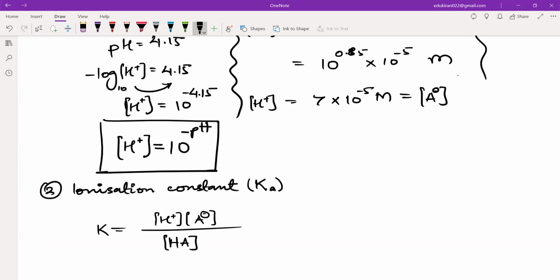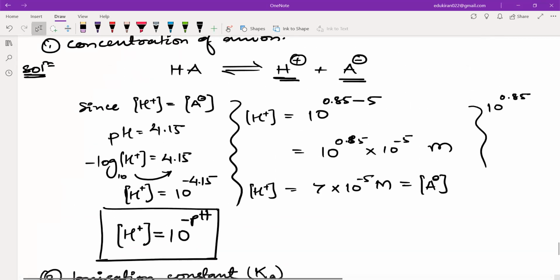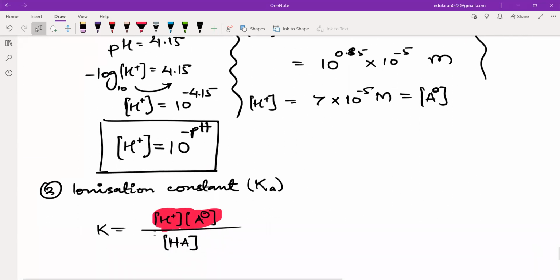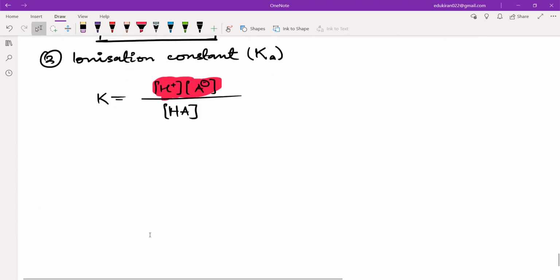So write this down, then we will understand how we will calculate this undissociated acid, because we know the concentration of H plus and A negative is with us. We have just now calculated this. Now we have to find the concentration of the undissociated acid. How are we going to calculate that? Write this down. Let me know if you're done. Done, all of you? Yes, sir.